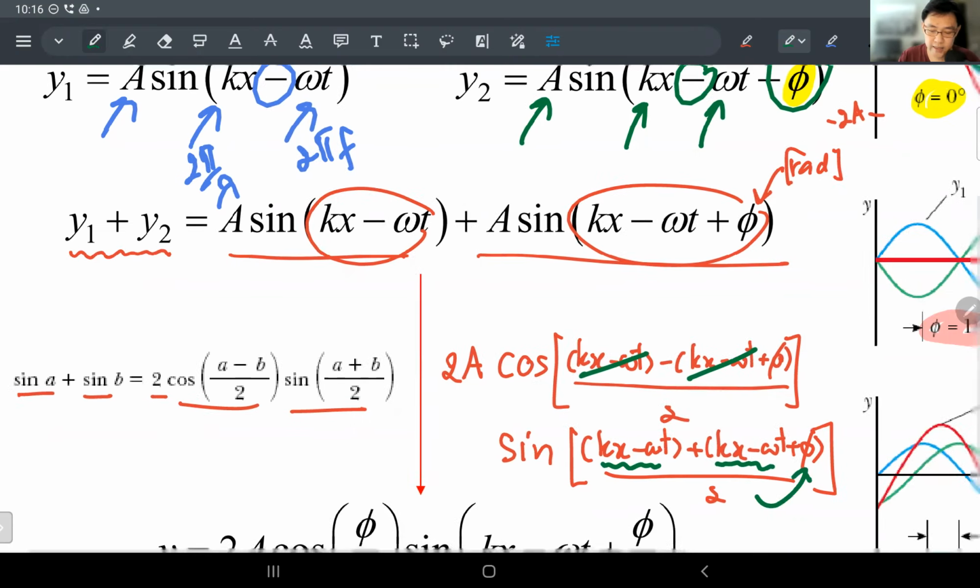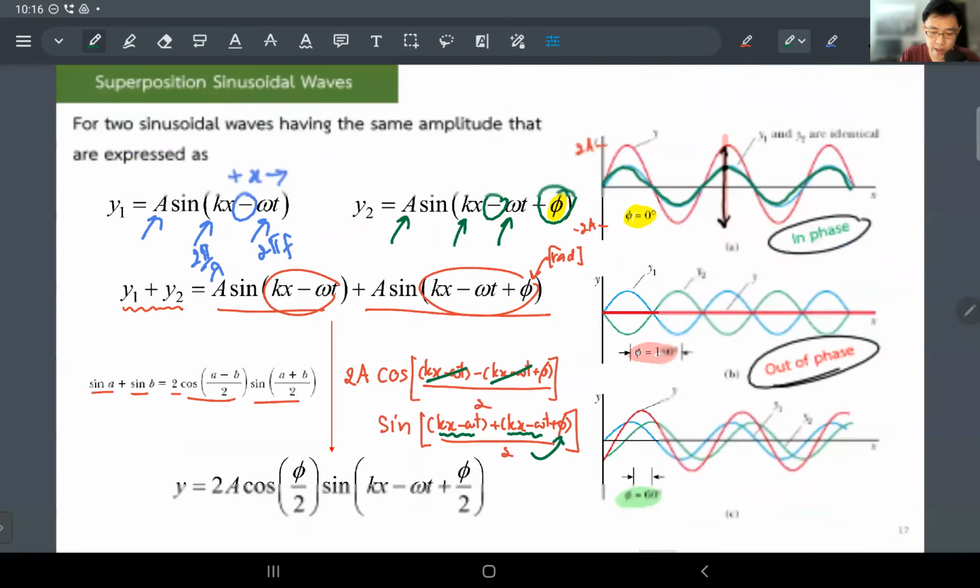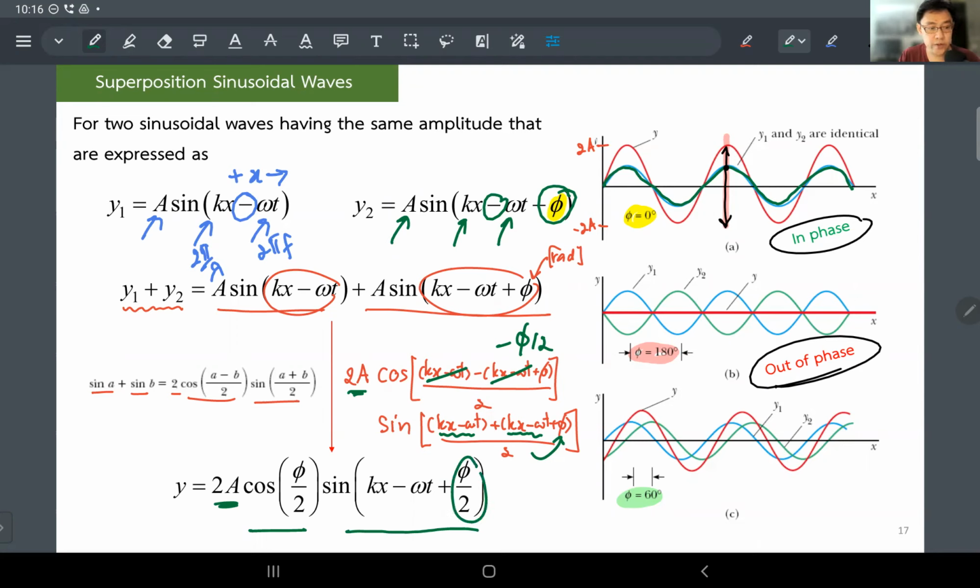So what you got at the end is this. So 2a is there. It's fine. The cosine, I have left with the negative phi/2 in here, but cosine of positive or negative doesn't really matter. So just plug it in, cosine phi/2 here. And the last term that you got is going to be kx minus omega t plus phi/2. You are done. Okay. So far so good.